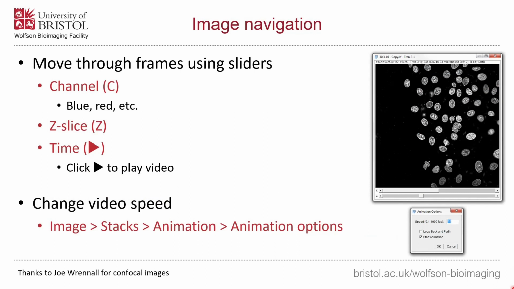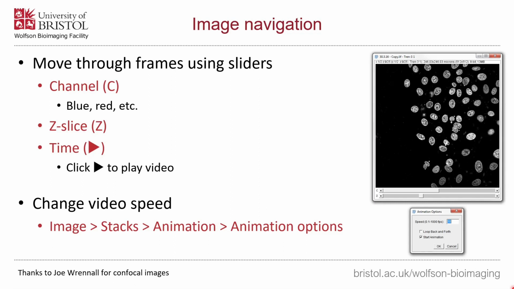Now that we've got our image loaded into ImageJ Fiji, we're going to be presented with a window that looks like this on the right. The image that I loaded as an example here is 4-dimensional. It's got multiple Z slices and 2 channels. You can have up to 5 dimensions in standard ImageJ Fiji.